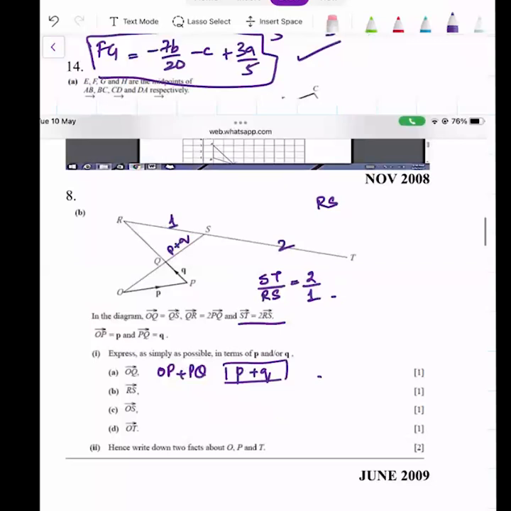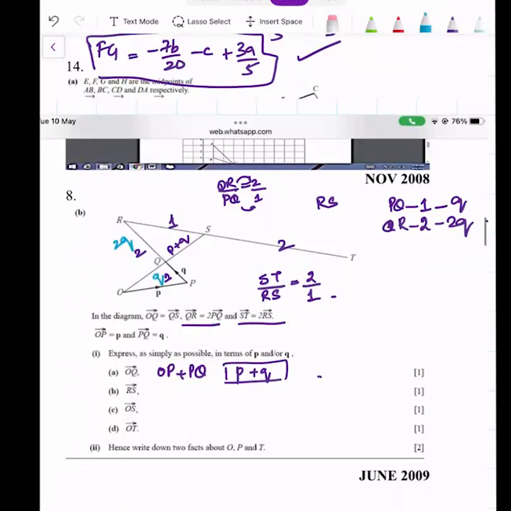Now QR, let's look at this. QR is 2 portions and PQ is 1 portion. QR upon PQ is equal to 2 upon 1. That means this is 2 portions, this is 1 portion. So PQ is 1 portion, which is Q. QR is 2 portions, which will eventually become 2Q.